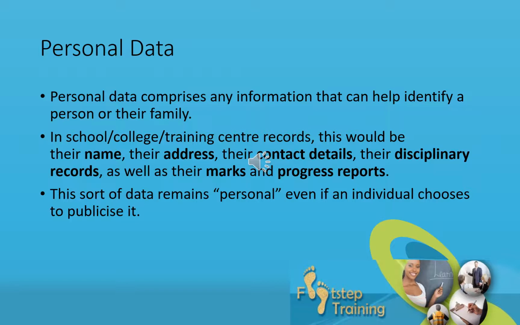Under GDPR, there are 2 types of data: personal and sensitive. Personal data comprises any information that can help identify a person or their family. In school, college or training centre records, this would be their name, their address, their contact details, their disciplinary records, as well as their marks and progress reports. This sort of data remains personal, even if an individual chooses to publicise it.